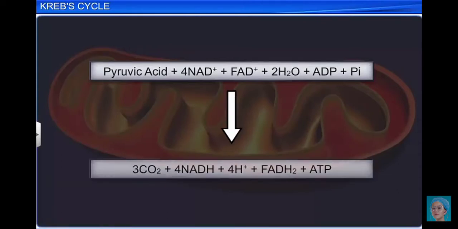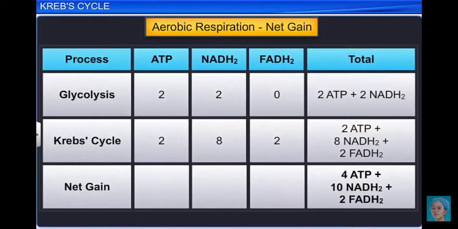Krebs cycle is as shown here. The net gain of Krebs cycle in the conversion of 2 molecules of pyruvate is 2 molecules of ATP, 8 molecules of NADH plus H plus, and 2 molecules of FADH2. So far, the energy harvested has resulted in the direct synthesis of only 4 molecules of ATP.